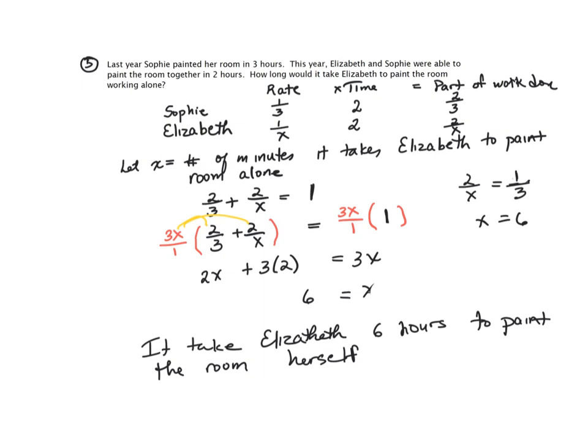We could also subtract 2/3 on each side and get 2/x equals 1 minus 2/3, which equals 1/3. And when we cross multiply, we get x equals 6. But whichever way we do it, our answer is it takes Elizabeth 6 hours to paint the room herself.